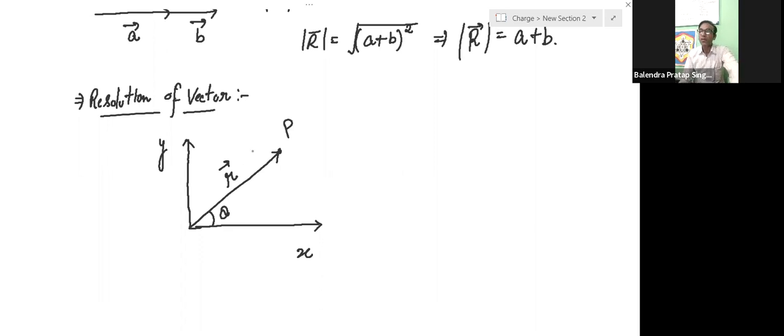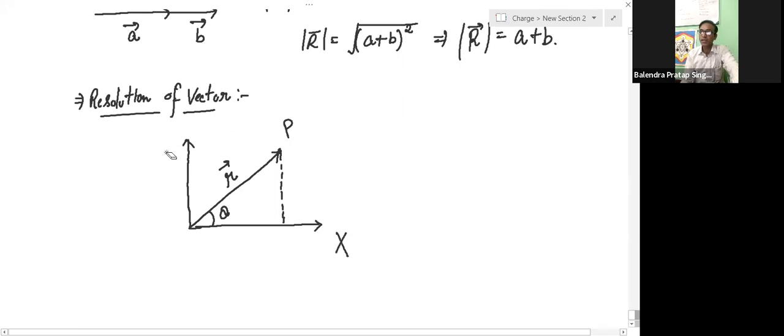So suppose this is our vector R. I can draw a perpendicular here. I'm taking this as the capital X axis, and this axis again as the capital Y axis. Now if I draw perpendiculars from this point, how can you resolve this vector R into its component form? Suppose this distance is the horizontal intercept, which is small x, and this is the vertical intercept, which is small y.